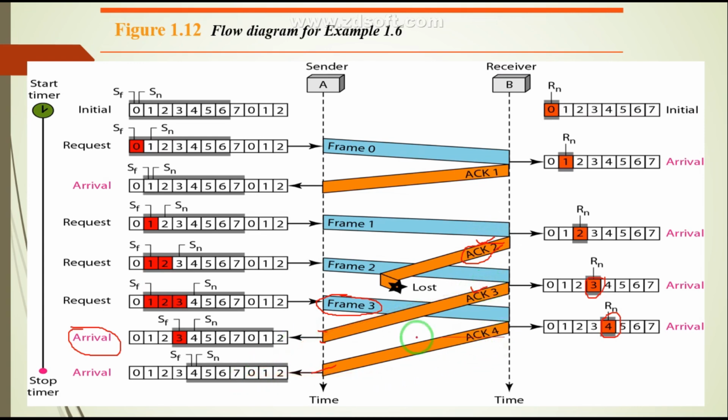And after that ACK 4 has been received. It means the sender comes to know that all the frames have been received by the receiver. Now the receiver is going to expect frame number 4. So as soon as this timer is going to stop, and when it sends this new frame number 4, again this timer gets started. So hope so, guys, you understood this example.